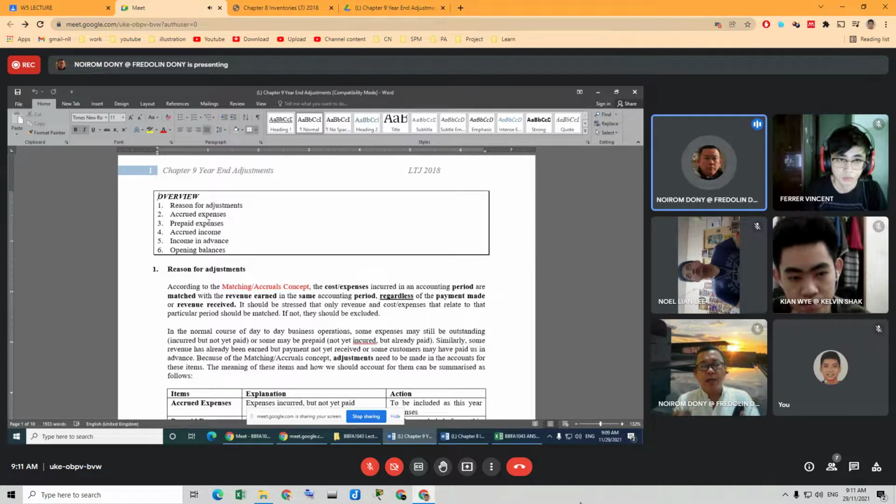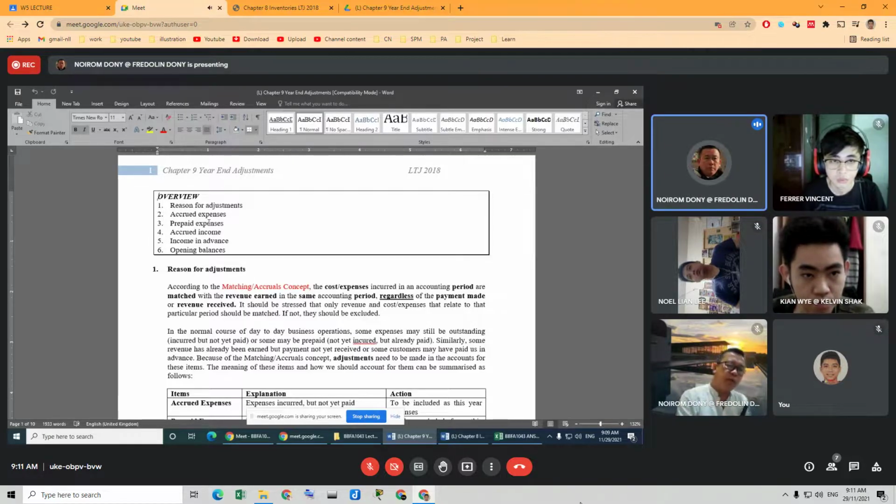And income in advance, this money does not belong to the business because they have not earned the income yet, so it's a liability. So if you know income in advance is a liability, then the opposite of in advance, meaning accrued income, is an asset. Okay, so that is for the opening balance.